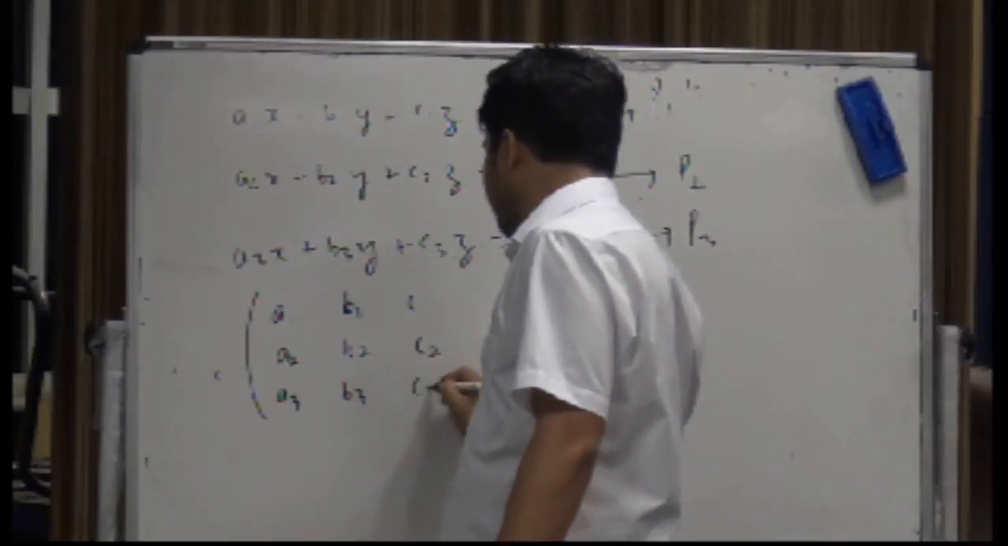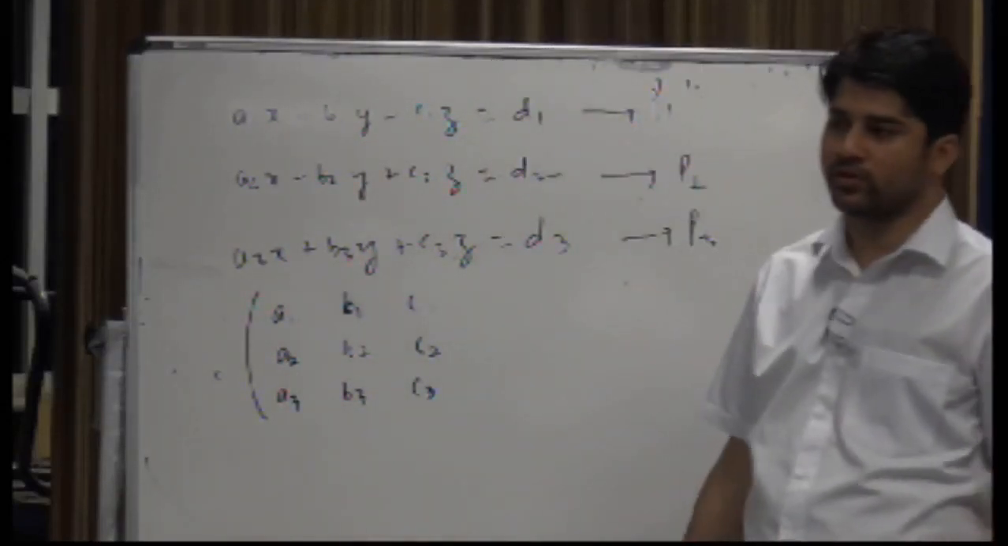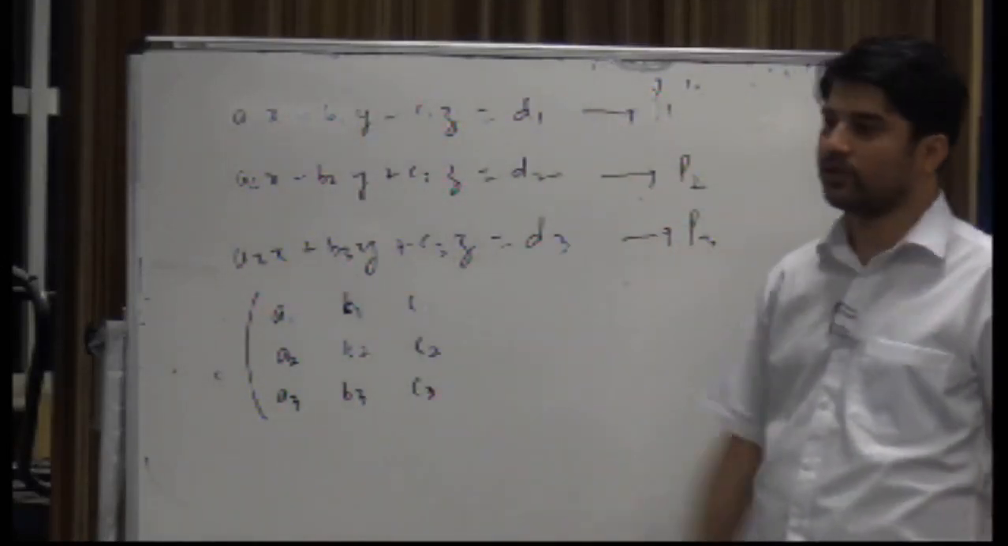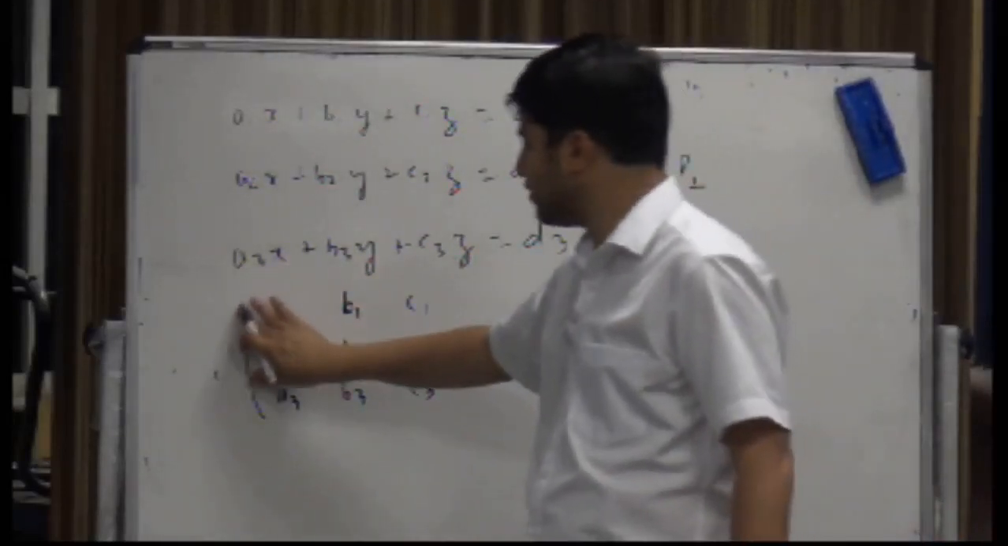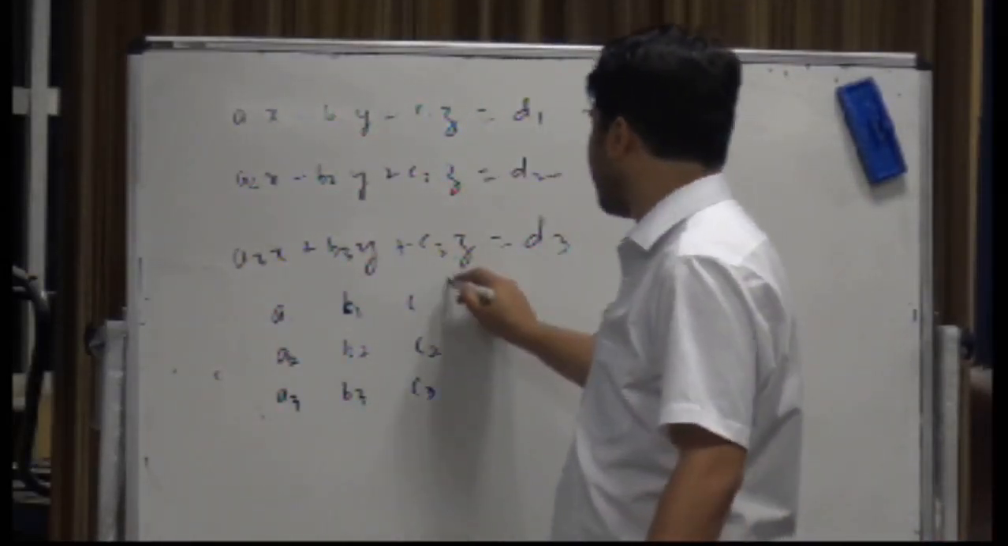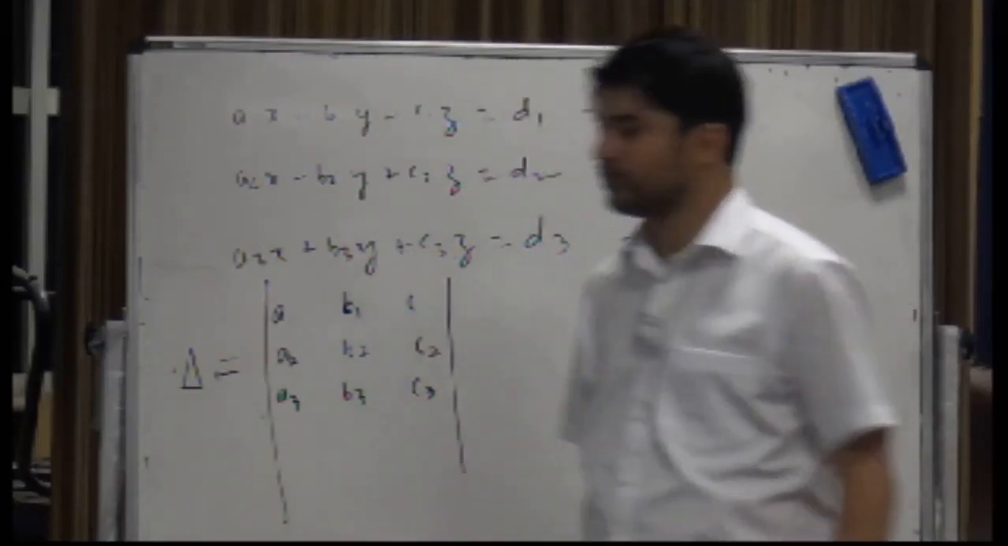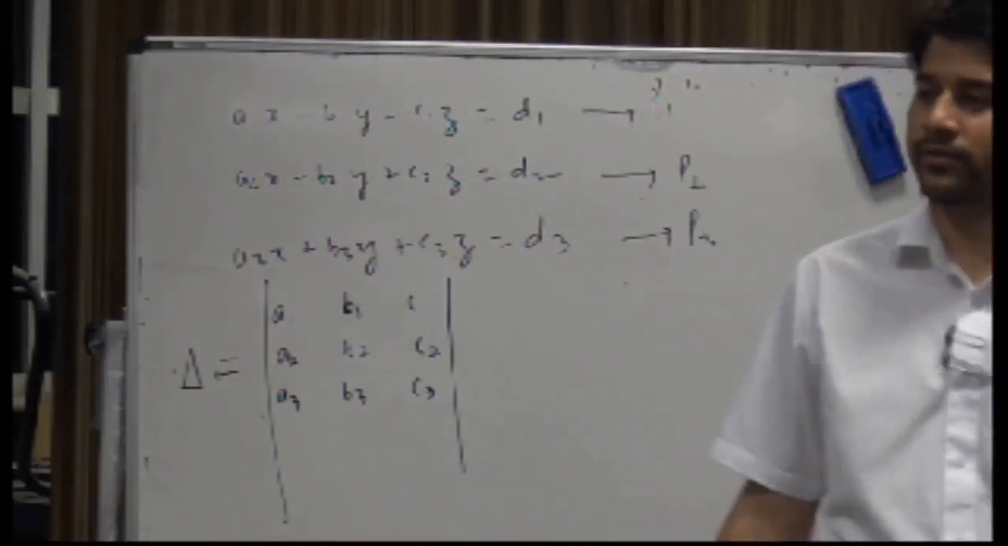So you have made the coefficient matrix, just using the concept of taking away the coefficients. d1, d2, d3 have to be kept on the right. And then you try to find the determinant of it. So I'm going to call this delta.